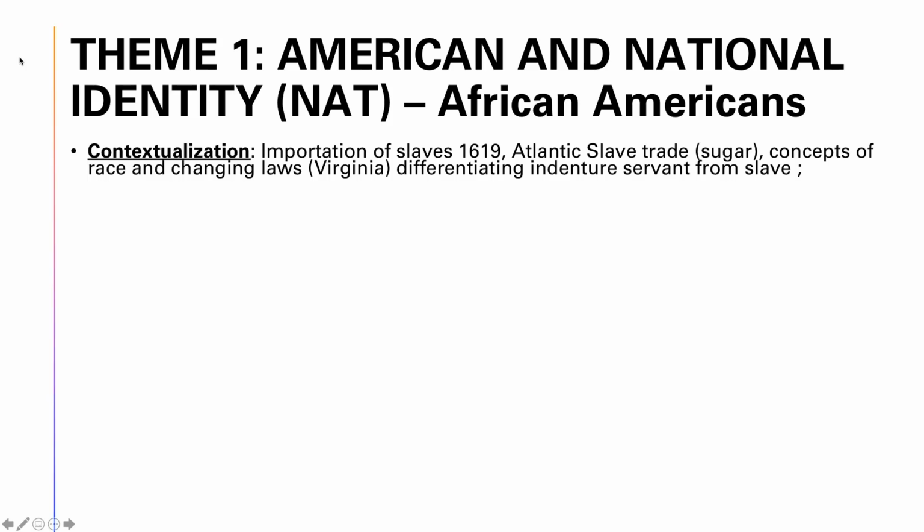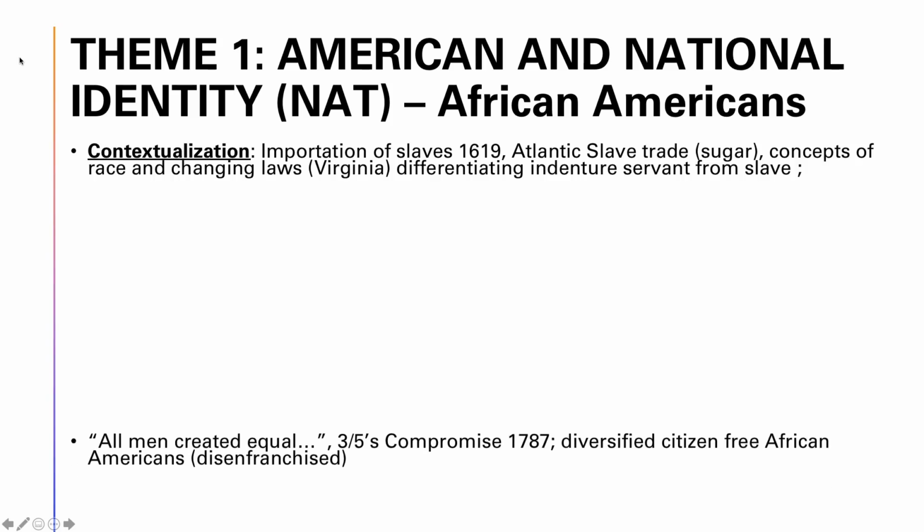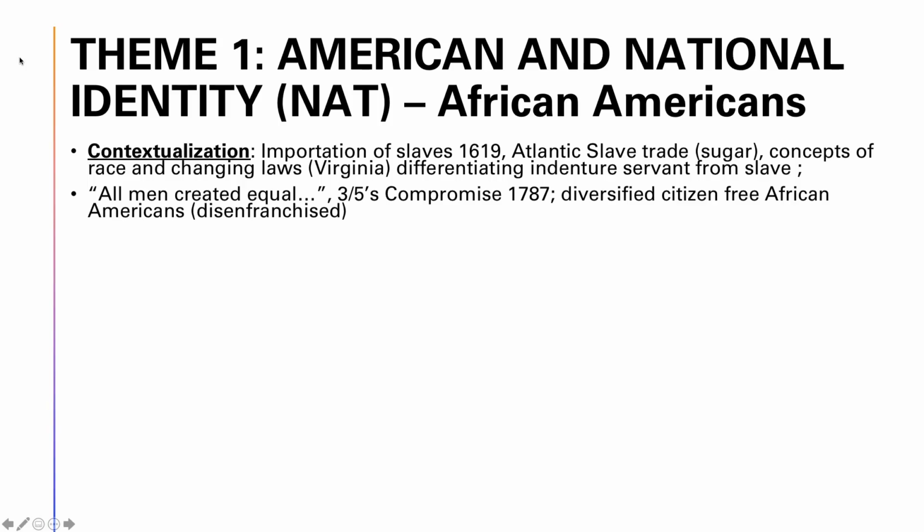You can talk about, if we're talking about African Americans, the beginning of importation of slaves in 1619, the entire Atlantic slave trade system. Sugar was the linchpin to how that worked. That's throughout the late 1600s, throughout the early 1700s. You have the concepts of race and how it's changing. Virginia creates laws to differentiate between an indentured servant and a slave. Things like that could perhaps be a good contextualization point for you. But let's start thinking overall of an identity.